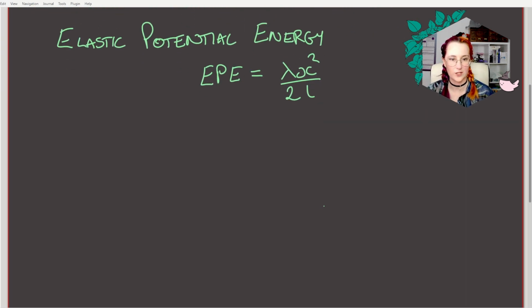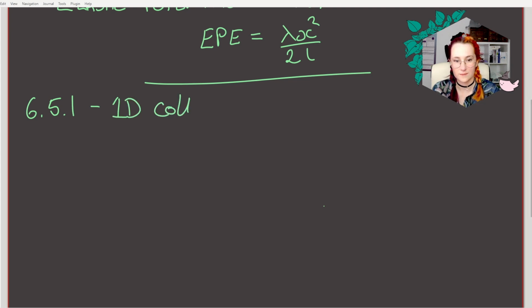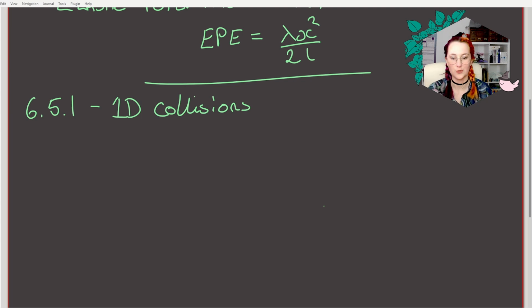But today we're going to do collisions. 6.5.1 is going to be 1D collisions. And then, unsurprisingly, we're going to go on to 2D collisions. We're probably not going to do 3D. That is kind of out of scope, and arguably unnecessary.